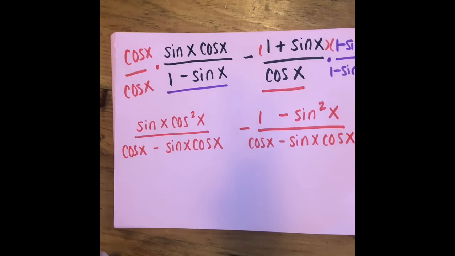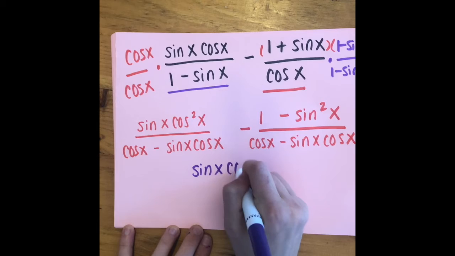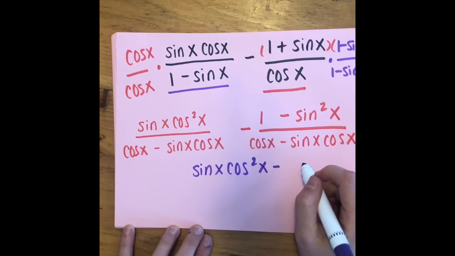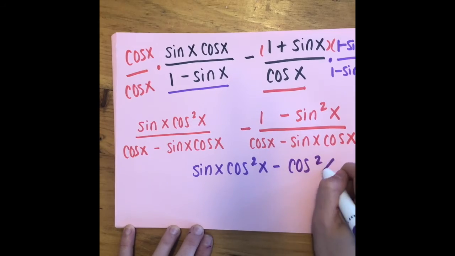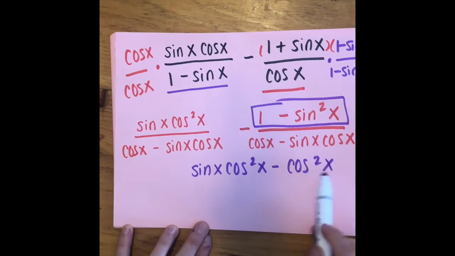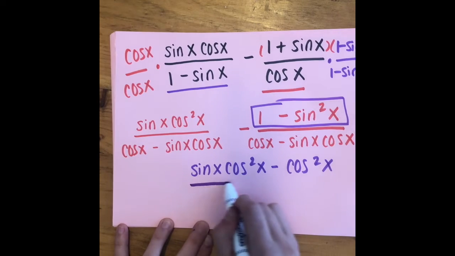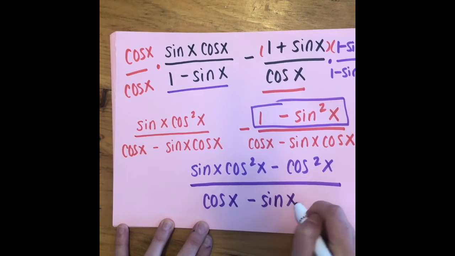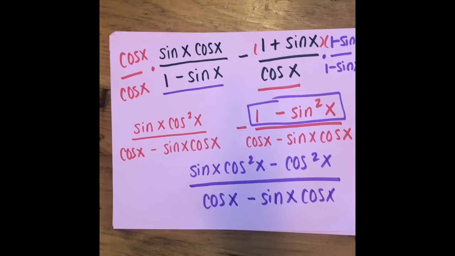All right, so I can now rewrite this as sine x cosine squared x minus cosine squared x. I can do that because of the Pythagorean identity. 1 minus sine squared x is cosine squared x. So why would I write something that's two things where I could just rewrite it as 1 all over cosine x minus sine x cosine x. Remember, because when we're subtracting, we just rewrite it over one denominator.